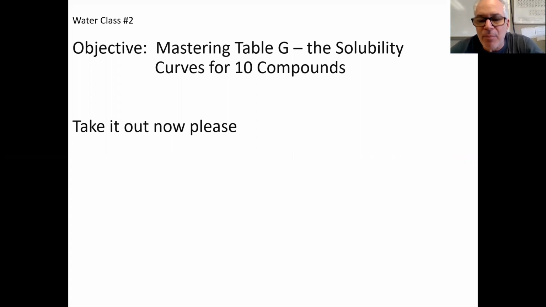All right, mastering Table G. Take it out, right? You got to have it. You cannot do this part of this class unless you have Table G. You got to put your finger on it. You got to read the graphs, okay? You got to get it.